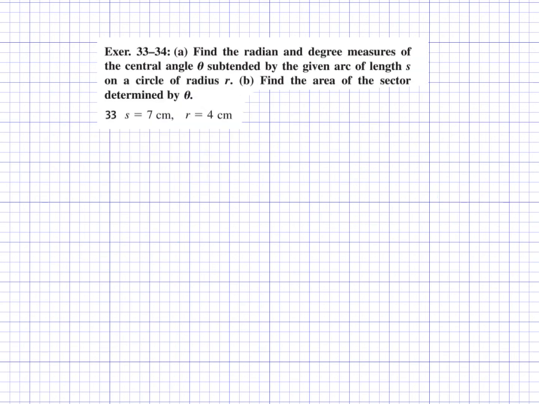I want you to also make sure that you understand your answers. That makes you a smarter person, and makes math easier. So find the radian and degree measure of the central angle. All right, so S equals R times theta. So 7 equals, the radius is 4. Now it wants theta, and then it wants the area.